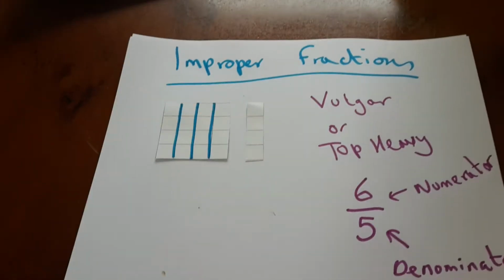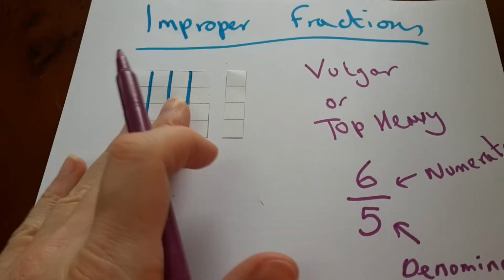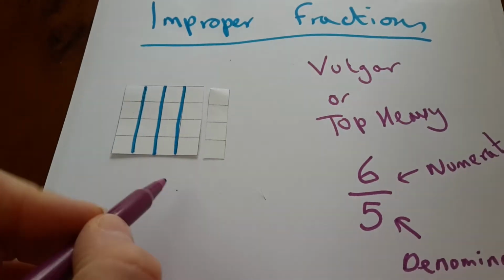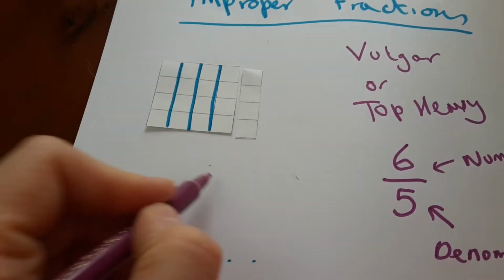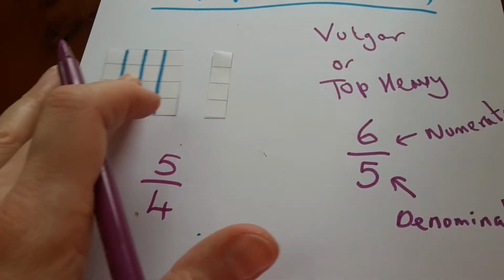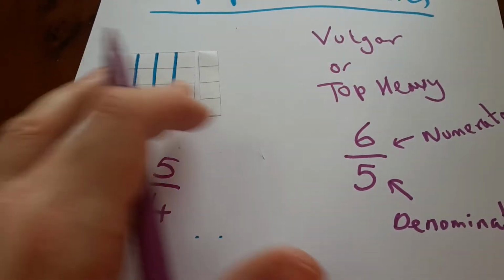Okay, so for instance, say I started off with my weight at 100% and then I put on a quarter. Now my weight would be 5/4 of what it was originally. I've added a quarter to my original weight.